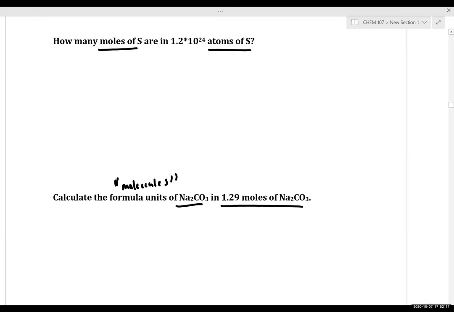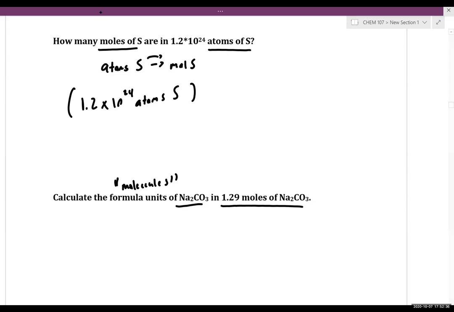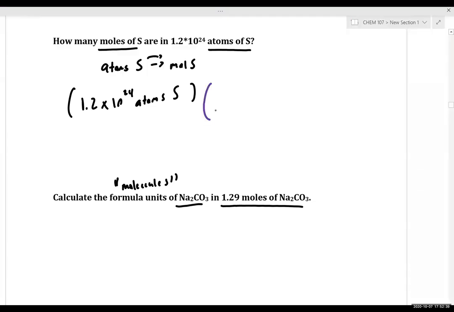So let's discuss these examples. Let's discuss this first example. We are given the atoms of sulfur and we're asked to calculate the moles of sulfur. So if we have 1.2 times 10 to the 24th atoms of sulfur, to go from atoms to moles, we're going to want units of moles on top. And we know that in 1 mole of sulfur, we have 6.02 times 10 to the 23rd atoms of sulfur.